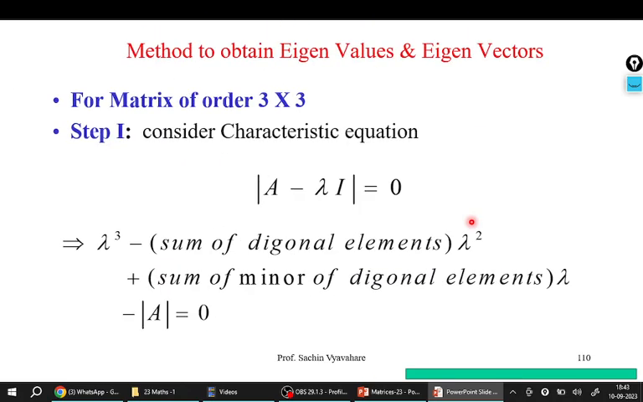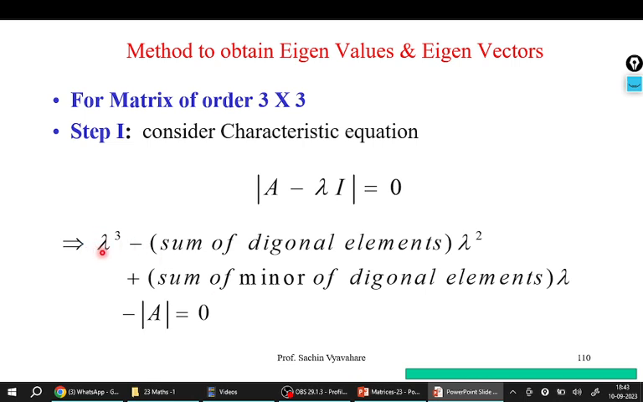This is a little lengthy example, because whenever we are given a matrix of order 3 by 3, we get a cubic equation in lambda, and we have to find all 3 roots of that cubic equation. Characteristic equation, that is step 1, determinant of A minus lambda I is 0. This is a shortcut formula. Generally we prefer it, because if you expand the determinant, you will waste too much time in the exam if you do not remember this formula. So better, instead of expanding along the first row, you should remember this shortcut formula.